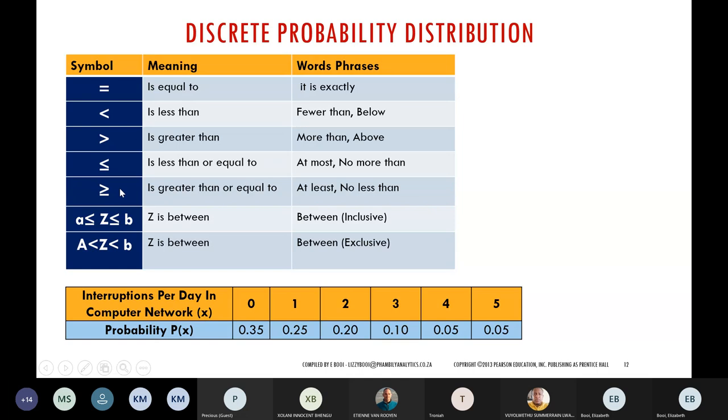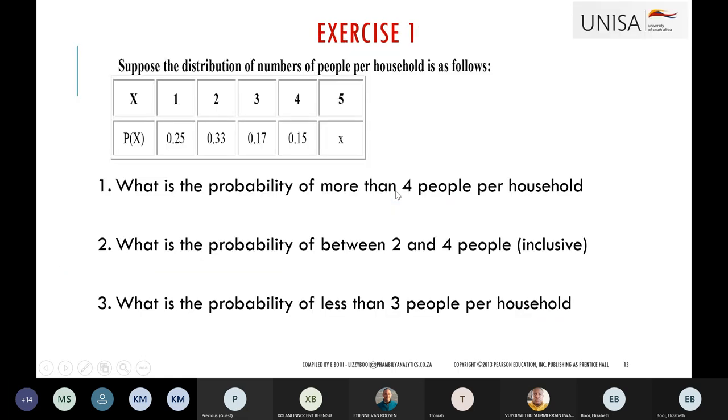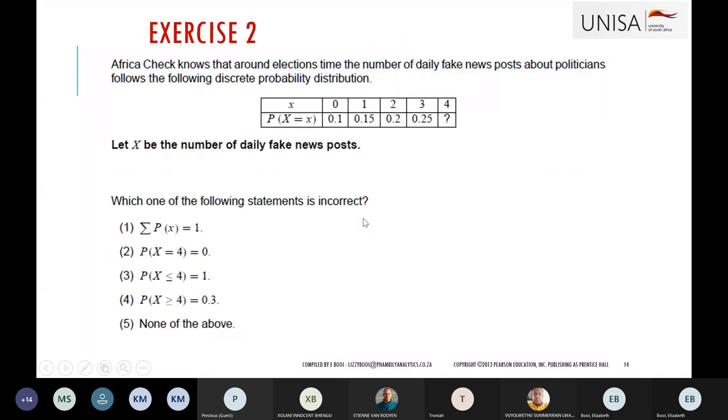So you need to know all those in terms of the symbol or the meaning of that word, phrase or symbol, in order for you to answer the probabilities. And we looked at some of the examples. We did this example, and we also looked at some other examples of how we calculate the probabilities and the mean, and we looked at this example as well.